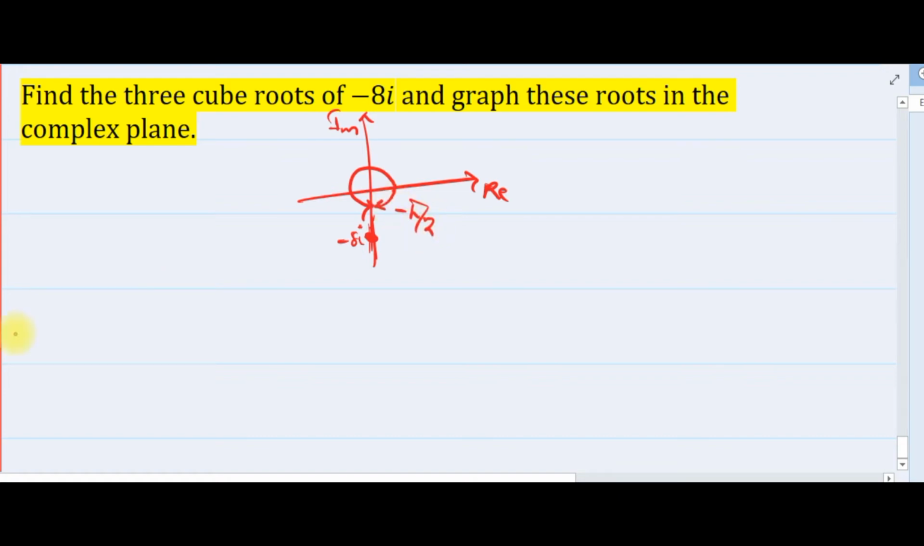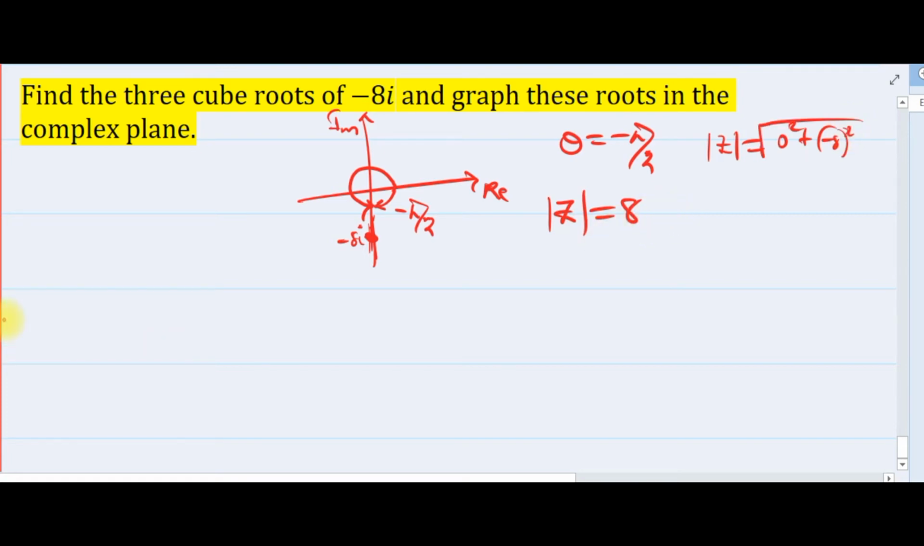Okay, let's use it and solve. That's our theta is minus pi over 2. Our modulus, the length, is 8. Check it: 0 squared plus minus 8 squared. So the answer is, our modulus is 8.